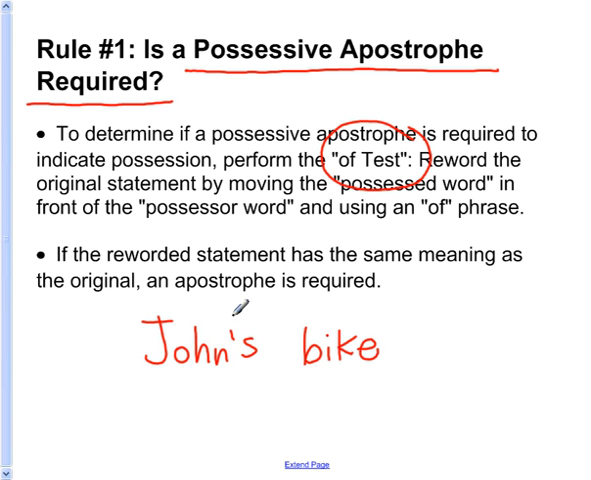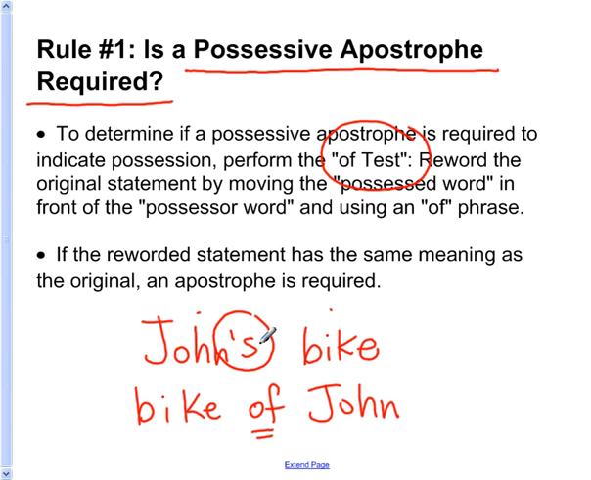To see if this is a correct use of an apostrophe, reverse the owner word and the item being owned and place the preposition "of" between them, just to see if it says the same thing. So, the bike of John. Yes, this is the of test. The bike of John says the same thing as John's bike. So yes, possession does exist, so an apostrophe to indicate possession is necessary.